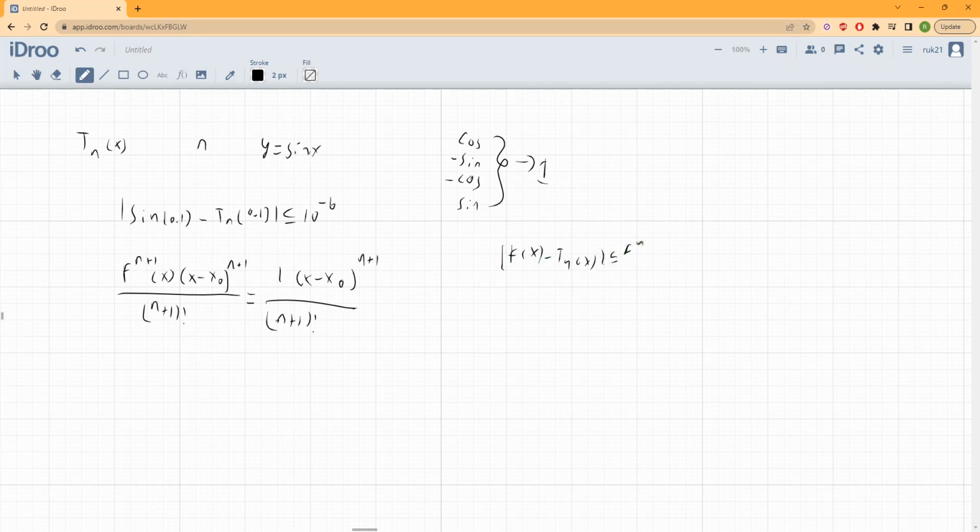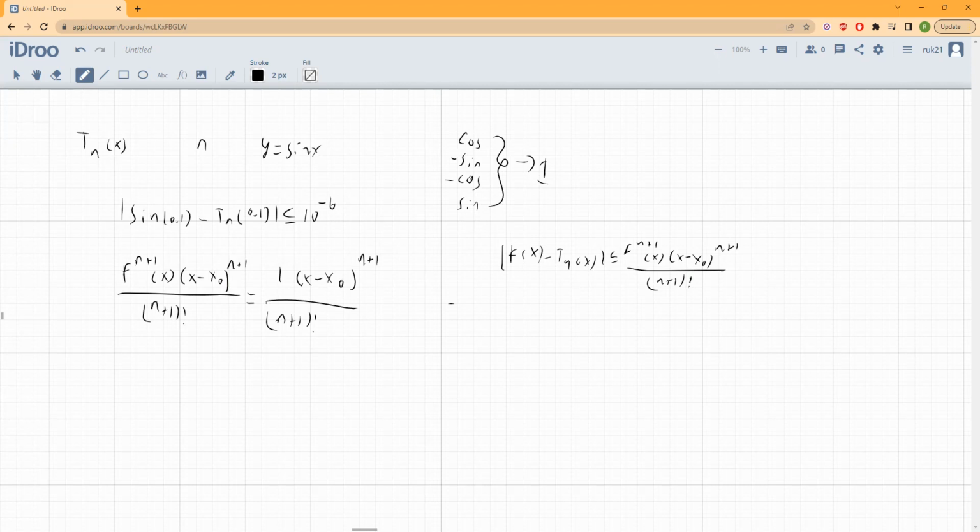So the f^(n+1) derivative, or the error in essence, this is what it's saying. The error is going to equal the (n+1)th derivative of f(x) times (x minus x_0) to the power of n+1, over (n+1) factorial. So in this case, our polynomial is centered around 0, and we're trying to find the error for 0.1 to be specific.